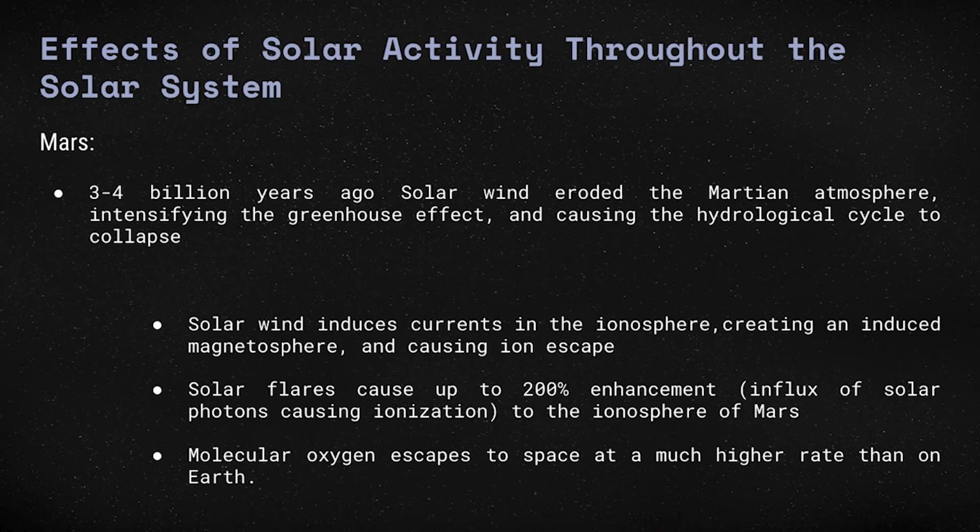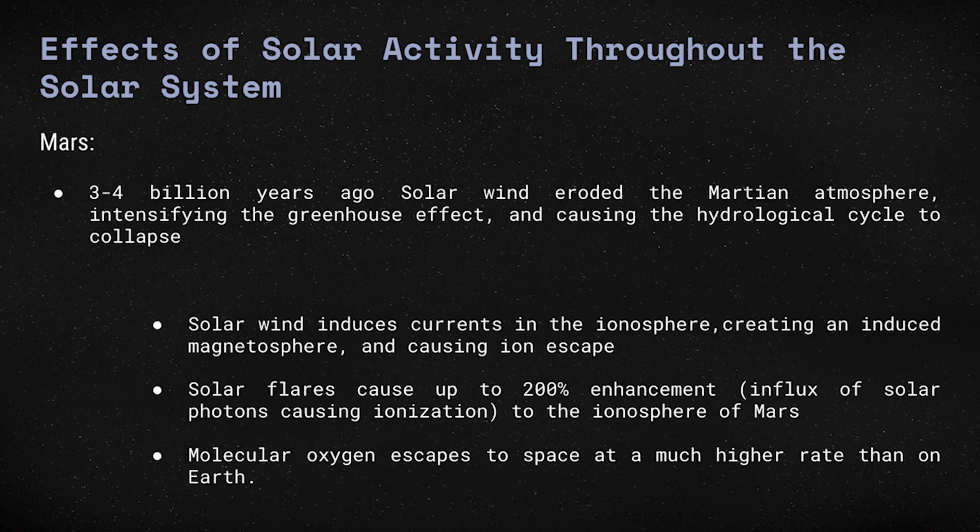A common hypothesis to why Mars had an active hydrological cycle 3 to 4 billion years ago, but does not today, is that solar wind eroded the Martian atmosphere, intensifying the greenhouse effect and causing the hydrological cycle to collapse. Unlike Earth, Mars has no magnetic dipole. The solar wind instead induces currents in the ionosphere, creating an induced magnetosphere and causing ion escape. Solar flares also more dramatically affect Mars than Earth.